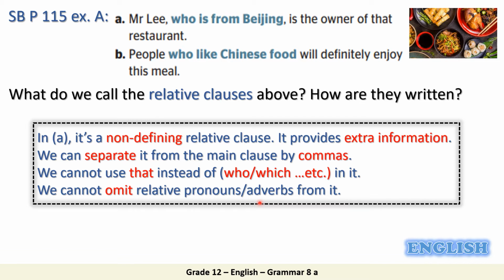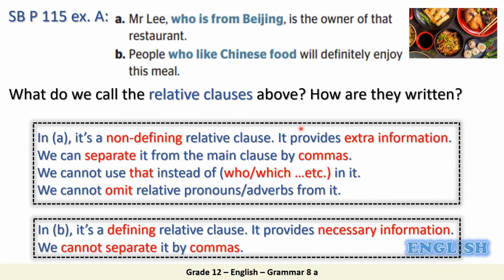Okay? On the contrary, in the second sentence, the relative clause here is a defining one. So it provides necessary information in the sentence. We cannot do without it in the sentence. We cannot separate it by commas because not all people will definitely enjoy this meal. We say that only people who like Chinese food will definitely enjoy this meal. You got the idea?